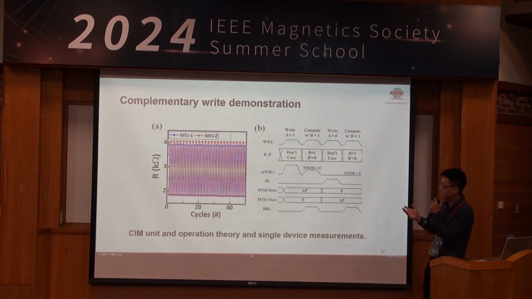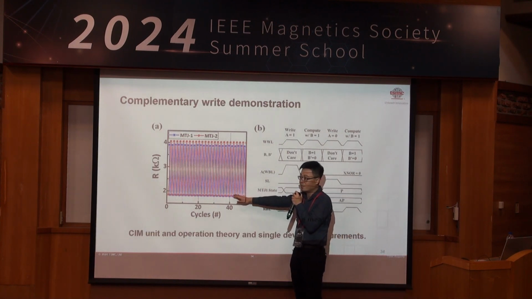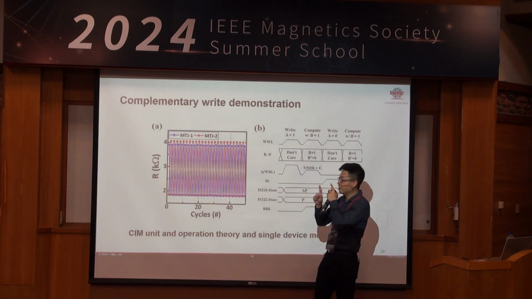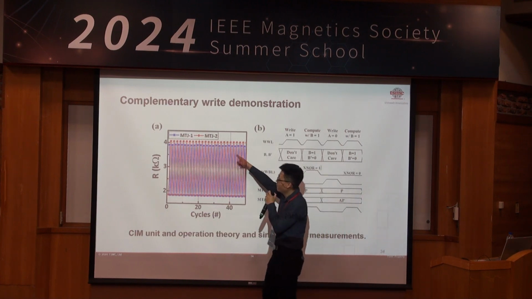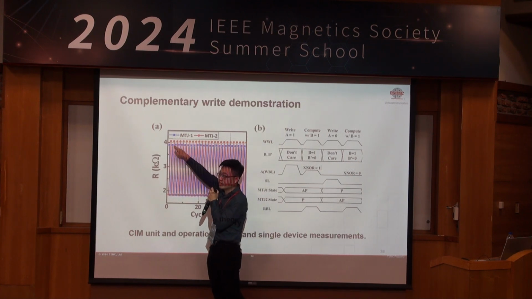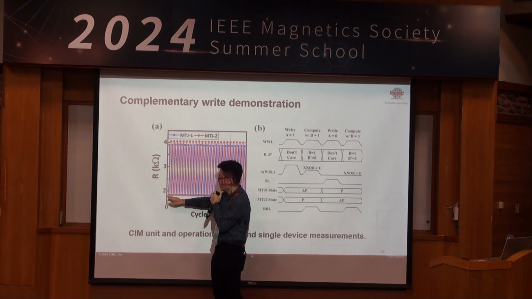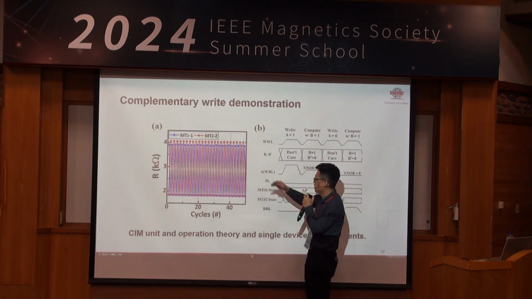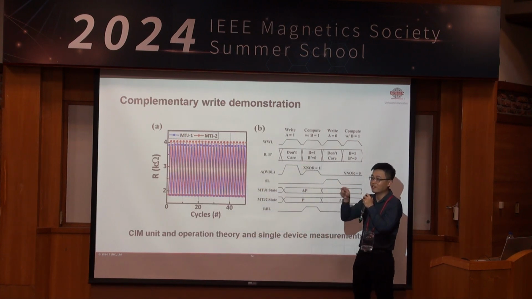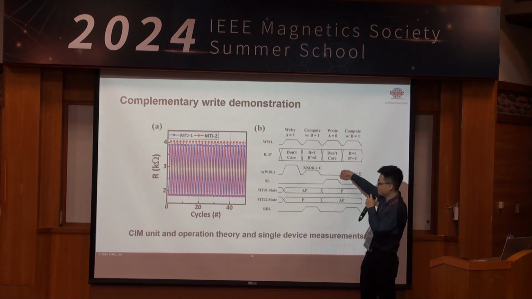Okay, so let's see how it works. Here is one of the examples. As I showed, we have a middle terminal for the write current. So I always write MTJ1 and MTJ2 into the opposite state. For the first point, if MTJ1 is in the AP state, MTJ2 will be in the P state, and this will alternate, because we apply a write current alternately positive and negative. So here is the write sequence.